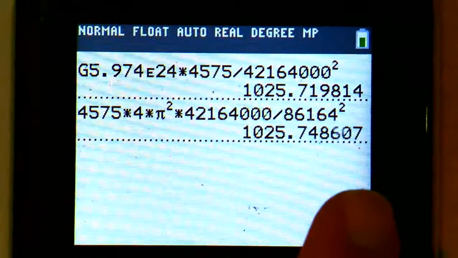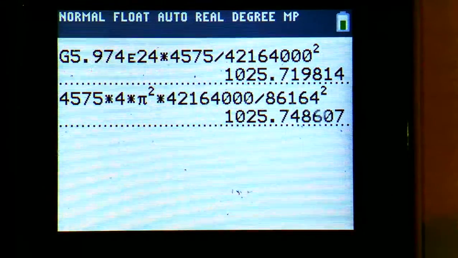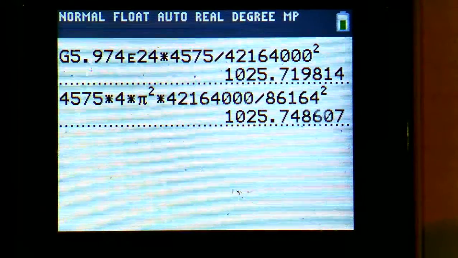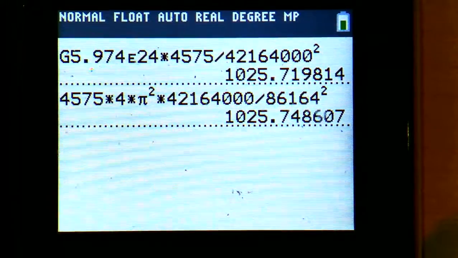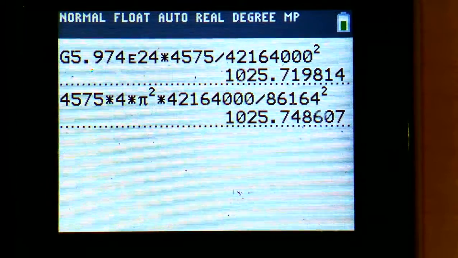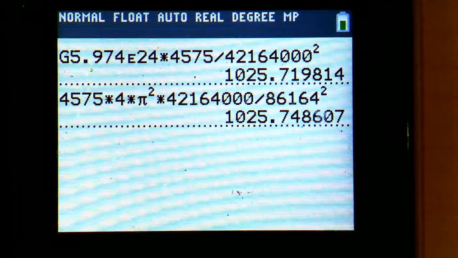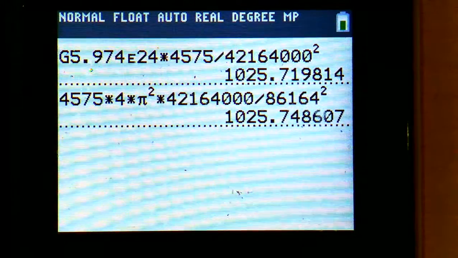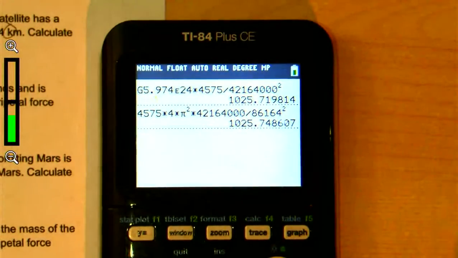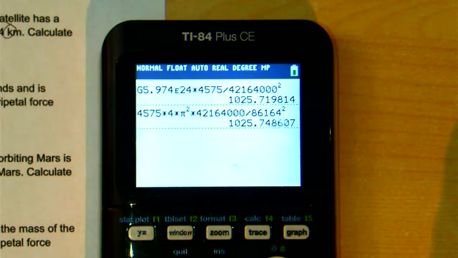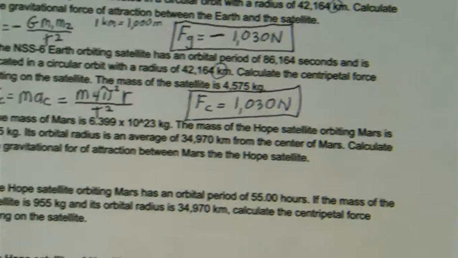So the centripetal force needed to keep the satellite in orbit has a magnitude of 1,030 newtons. And to 1, 2, 3, 4, 5 sig figs, they're identical values. And we're only calculating it to 3, so they're identical values.